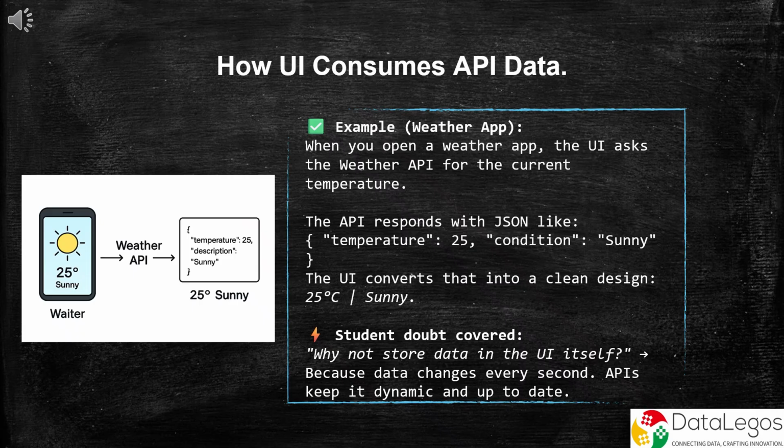You might wonder why the data isn't stored in the UI itself. It's because data is constantly changing. APIs ensure the information is dynamic and up-to-date.